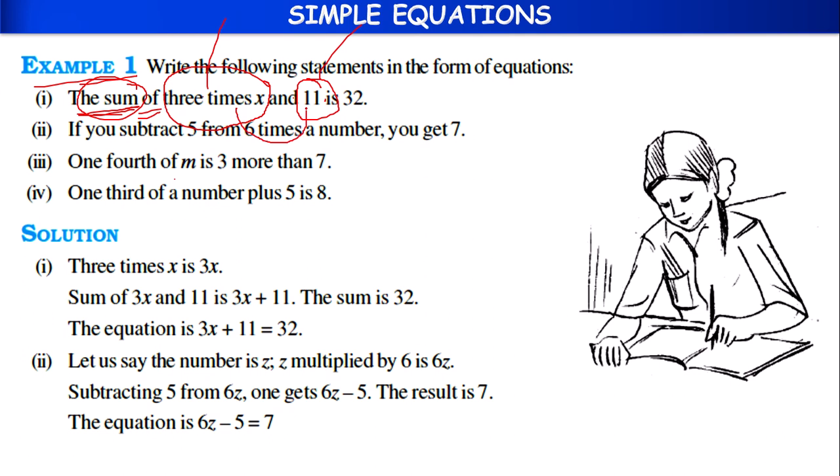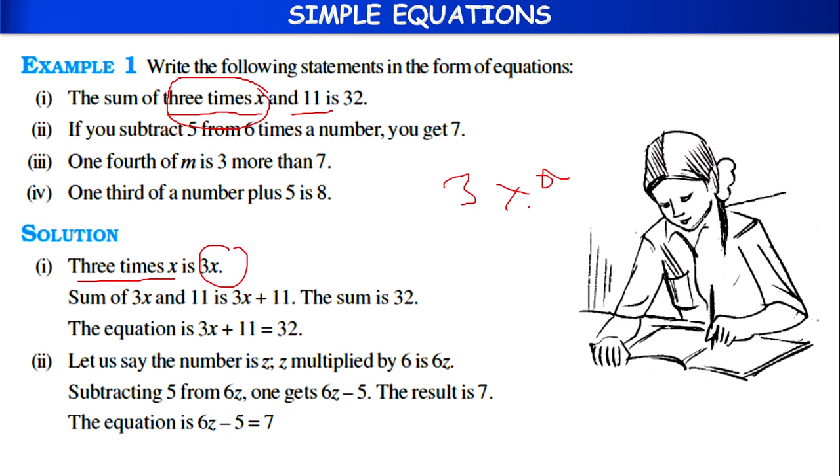These two are separate terms. If we do their sum and the result is equal to 32, this statement is to be represented in the form of an equation. So here we have to add 3 times of x and 11. What is 3 times of x? 3 times of x is 3x, because 3 times of x means 3 into x, which is equal to 3x. So in the place of 3 times of x, we can keep 3x.